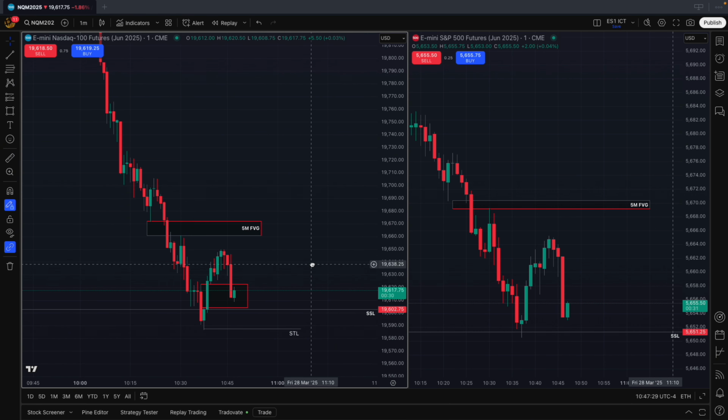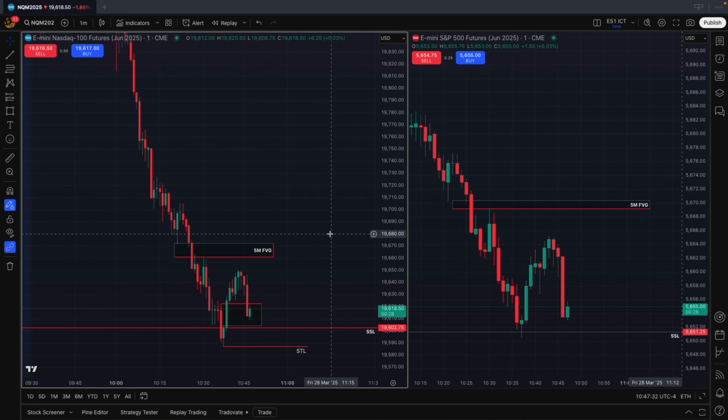So this trade will most likely get ran through. This is the reason why I'm not taking this. Let me check the chat quickly, see what everyone's saying.